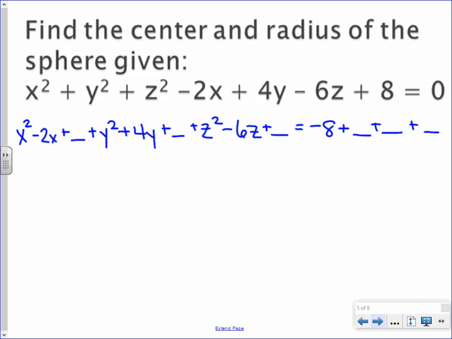So, Amarissa, what completes the square for the x's? 1. Sydney, what completes the square for the y's? 2. No, 4. 2 squared, right? That's right. Good? And then what completes the square for the z's, Will?